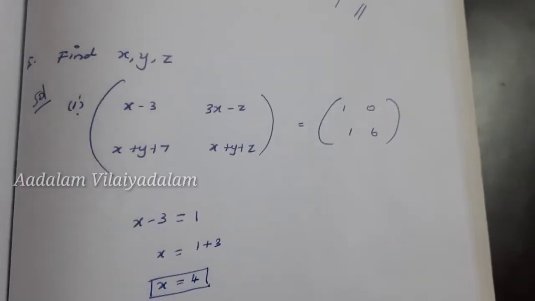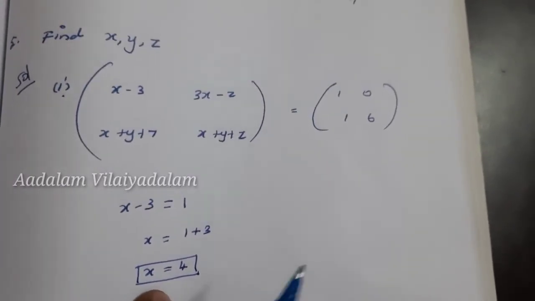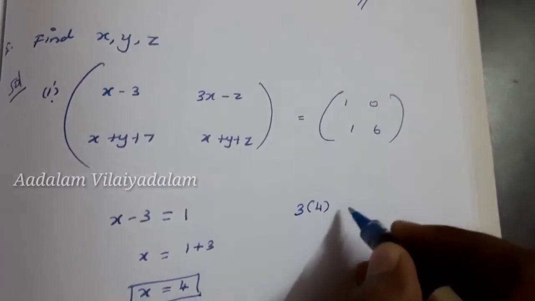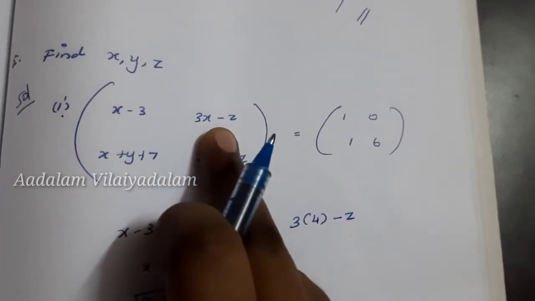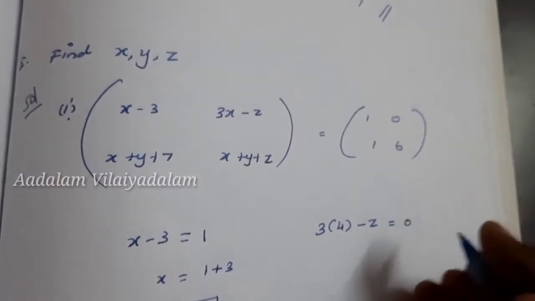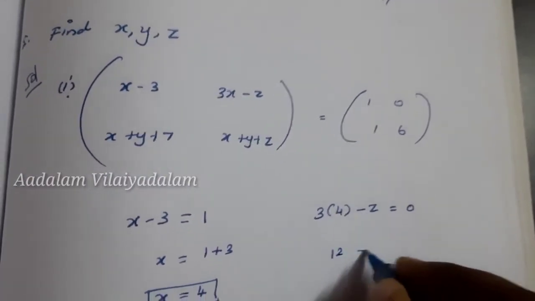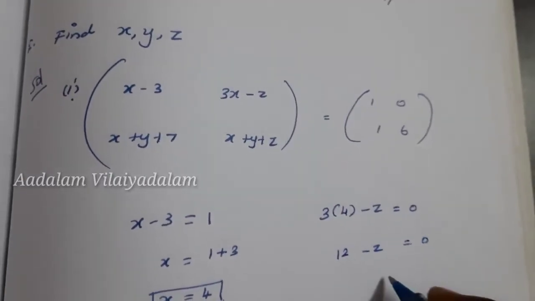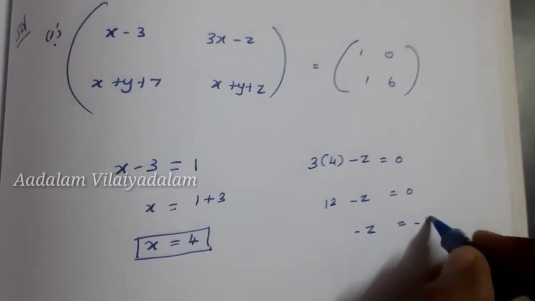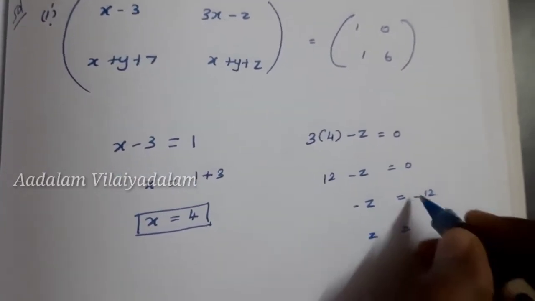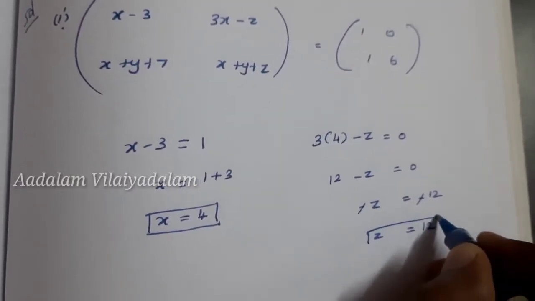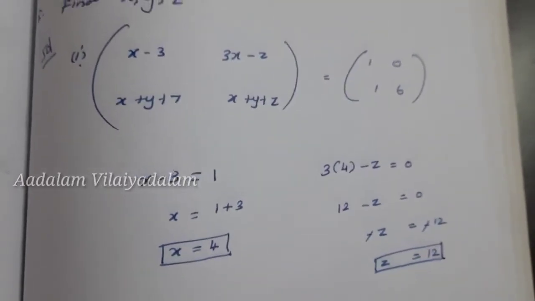Okay. Now, if you substitute this x value in the second corresponding element, that is 3 into 4 minus z, then it's equal to 0, which is the corresponding element of the other matrix. Therefore, we get 3 4s are 12 minus z equal to 0, which means minus z equal to minus 12. So cancelling the minus on both sides, we get plus 12, which is the value of z.